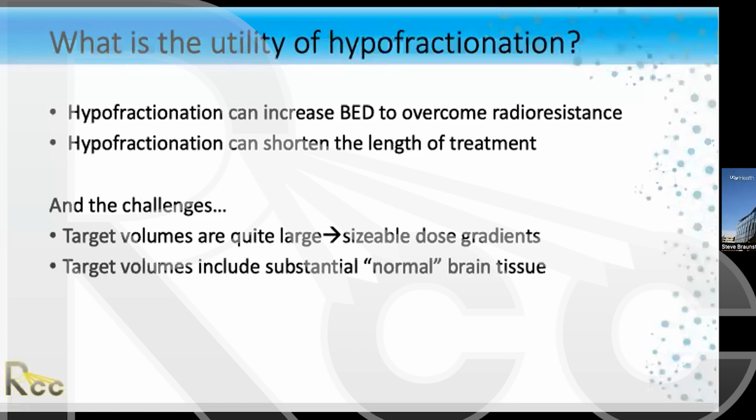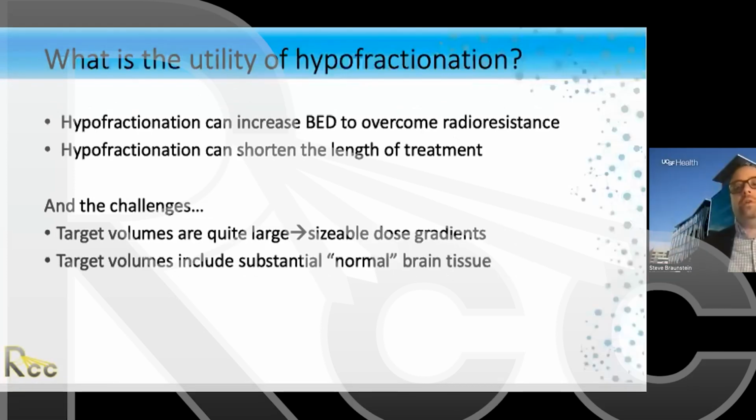So because of that, we're prescribing to higher isodose lines. You can generate very shallow and sizable dose gradients. So a fair amount of normal brain tissue will be included in the treatment plan. And that limits, I think, how much we can dose escalate.